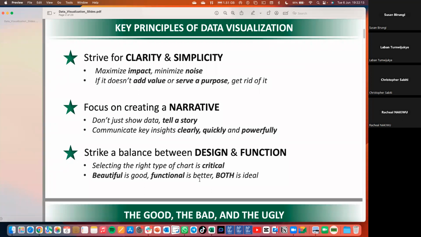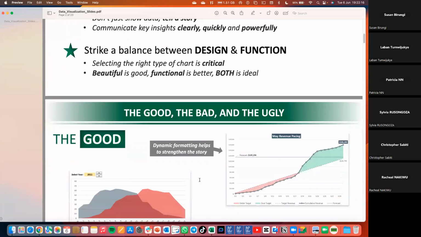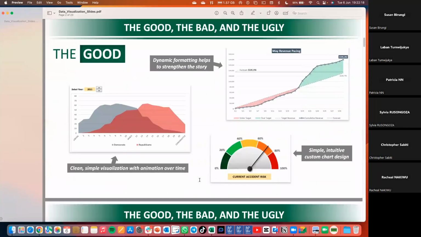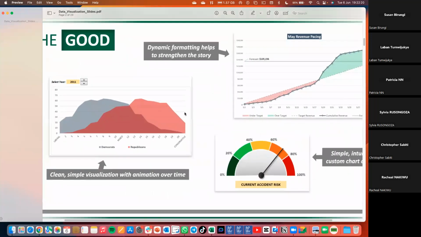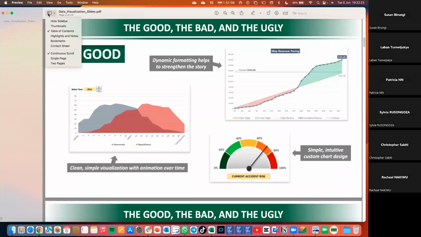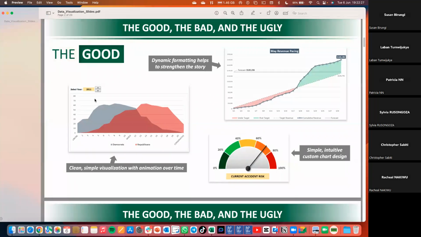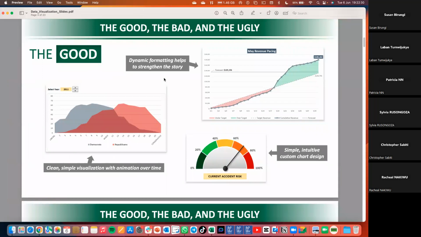Now, here they want to show us the good, the bad, and the ugly. Let's look at these charts. These charts, we are saying they are good. They are clearly precise. You see, the header is just short, and there is a filter, maybe because they were selecting by year. Instead of having 5 years all put on the axis, there are some charts where you can choose and have filters.